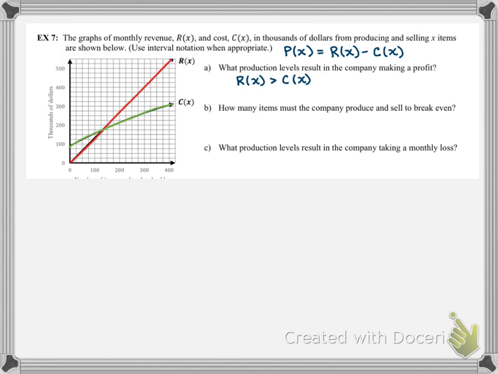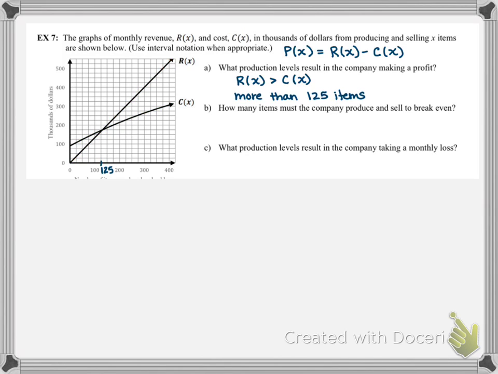Chloe, what do you think? Wouldn't it be the point where they intersect and then you start there? Yeah, so this is like 125. And then anything to the right of that, exactly. So more than 125 items. Good.